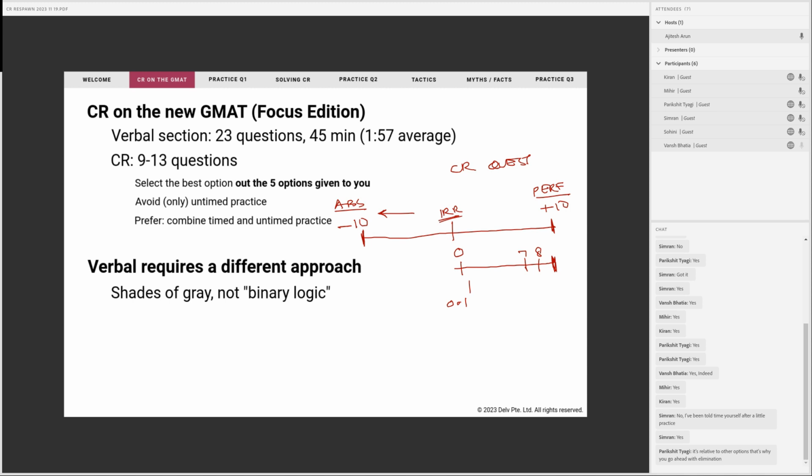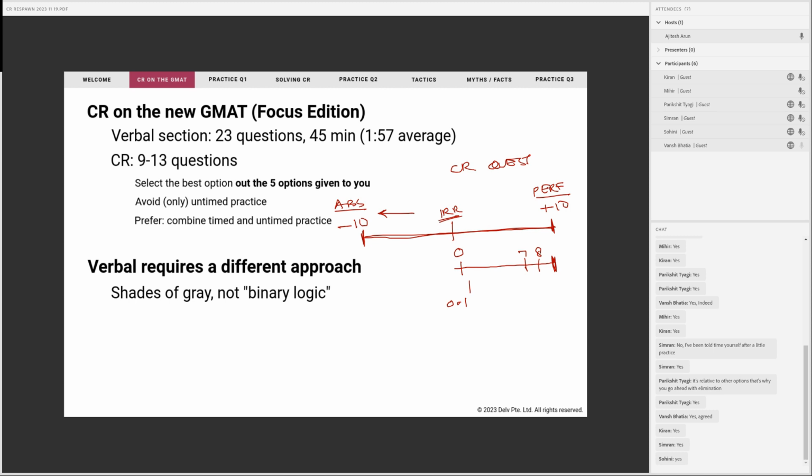Quick check, let me have a yes if this makes sense. If you think that, okay, fine, I am comfortable with the fact that sometimes verbal is like this. Okay, I've got a yes from Parikshit, Vansh, and Kiran. Simran's also agreed. Shohini, one second, let me just check. Mihir, I'm not sure if Mihir is. Mihir, are you comfortable with this? Shohini's comfortable with this. Perfect. Okay, so remember, verbal is all about shades of gray. So you're going to have to select the best of the 5 options.